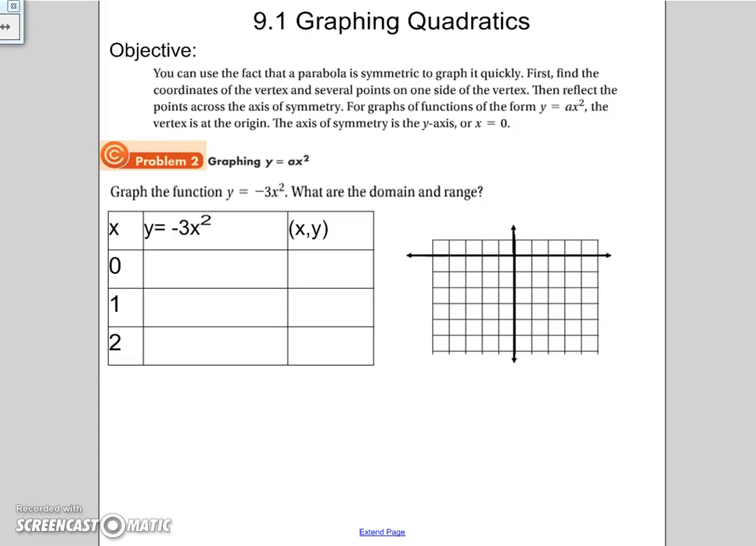Alright, welcome to our 9.1 video, part 2. We are continuing talking about quadratic functions. Today we will be graphing quadratic functions.